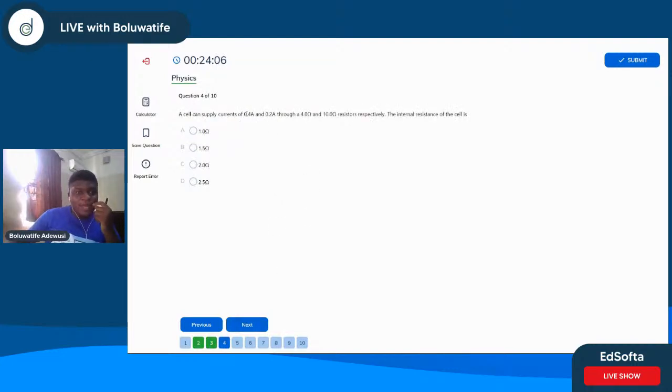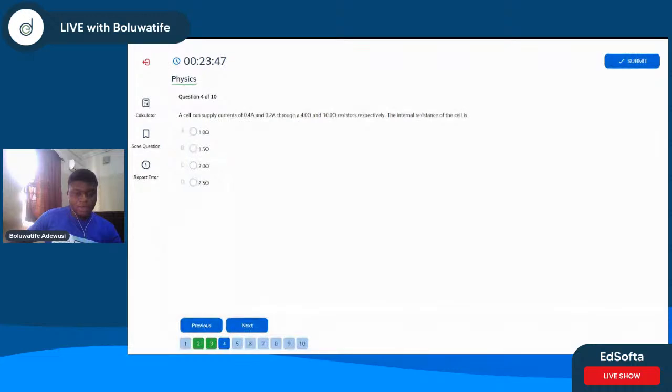Now a cell can supply current of this and this through a 4 ohm resistor and a 10 ohm resistor, respectively. Calculate the internal resistance of the cell. Okay, so I think this will be the last question we would take before we call it a day, because our time is fast spent.